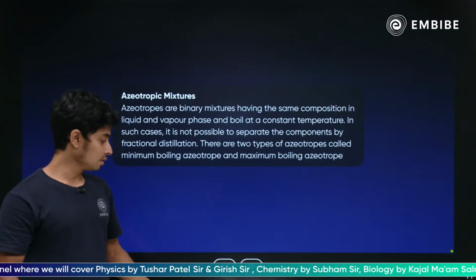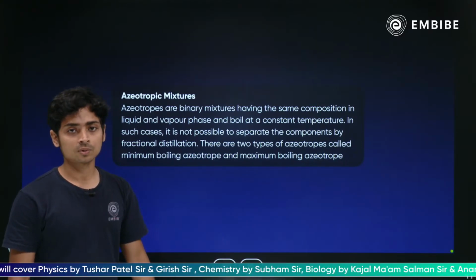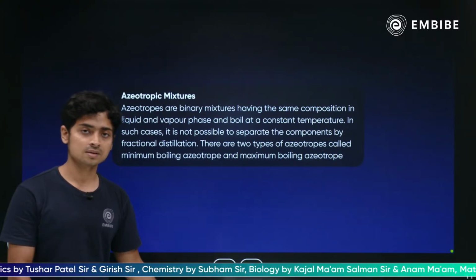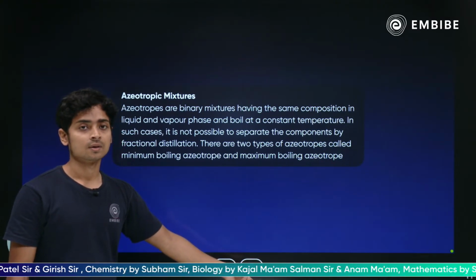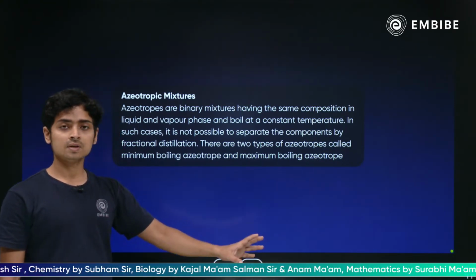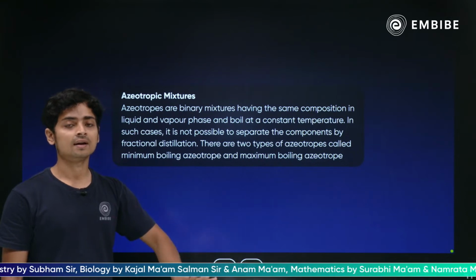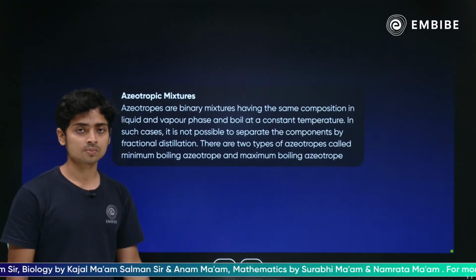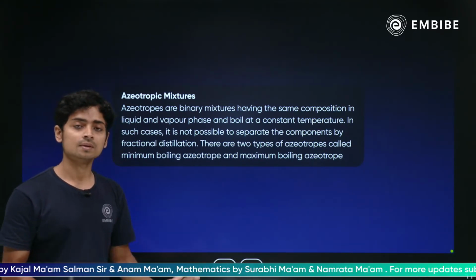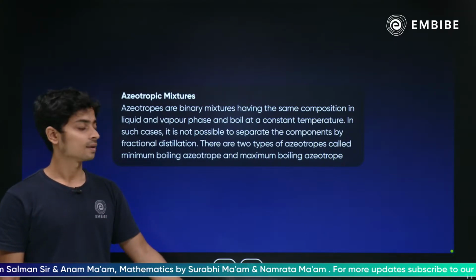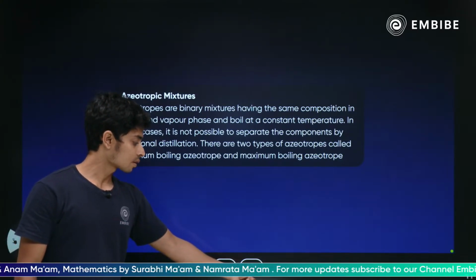Yes, water and HCl mixture is also an azeotrope. We'll see in the next slide. Negative deviation mixtures and positive deviation mixtures are actually azeotropes. The type is different, but both of them are azeotropic mixtures.